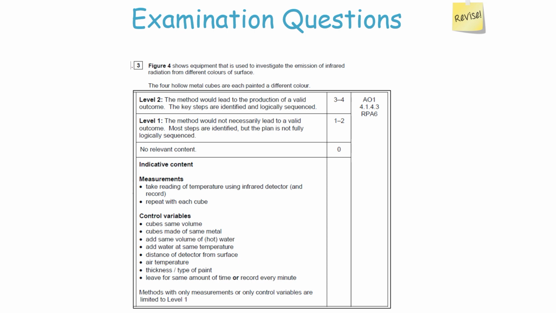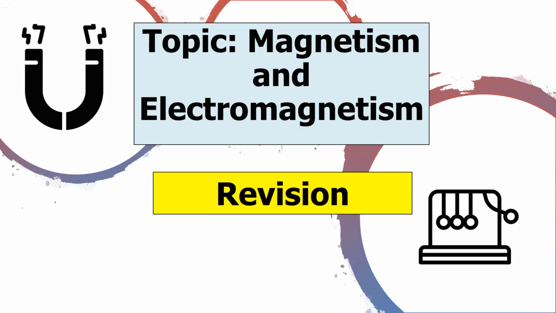Well, all the cubes have to be the same volume, made of the same material, the same metal, because we are looking at the colour, not the material type. Have the same volume of hot water added to it at the same temperature, and have the infrared thermometer the same distance away from the surface. You'd also want the same thickness of paint, and leave it for the same amount of time before you take the measurements. Now you've only got to take the measurement once to see how it changes, so you could do it after 5 minutes. Let's now have a look at some questions to do with magnetism and electromagnetism.